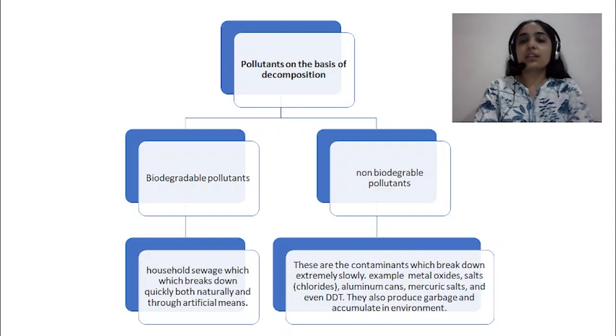Now next is non-biodegradable pollutant. Non-biodegradable pollutants are those pollutants which contaminate and break down extremely slowly. For example, metal oxides, aluminum cans, mercury salt, even DDT, which means all those pollutants which are not soluble in nature are non-biodegradable, which take a long time, a number of years to degrade into the soil, all are known as non-biodegradable pollutants.